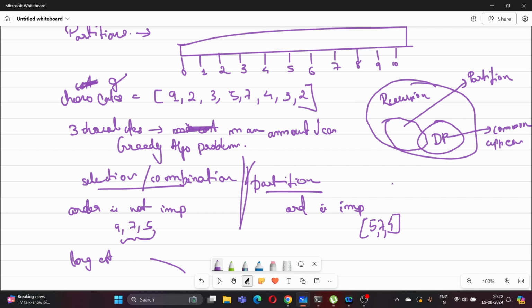Now basically partition, to make it very simple and clear, think that these are all physical entities: 9 is standing here, 2 is standing here, 3 is standing here, 5 is standing here, 7 is standing here, 4, 3, 2. These are different people. And by partition, what do you mean contextually? It means parting into two halves, right?